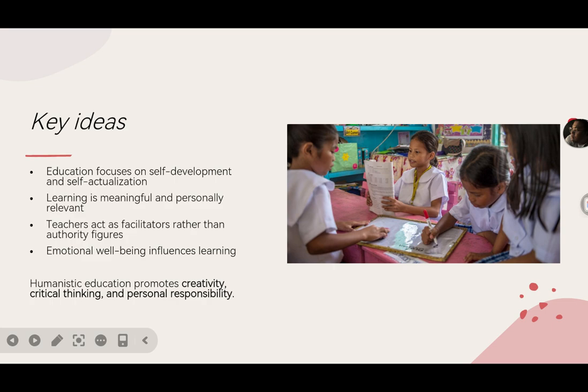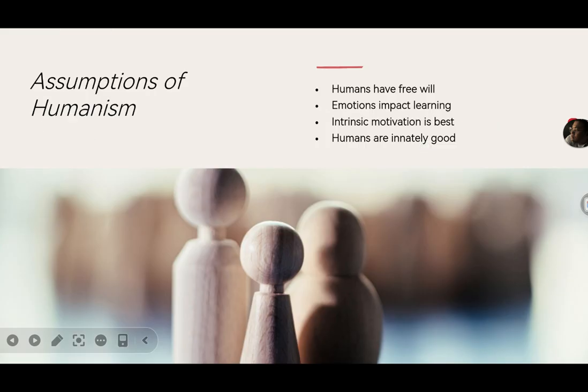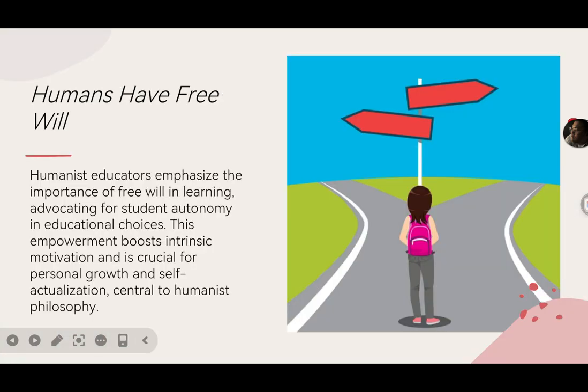So let's now go towards the assumptions of humanism. We have four assumptions here. First is humans have free will. Second, emotions impact learning. Third, intrinsic motivation is best. And lastly, humans are innately good. So first, let's go to humans have free will. Students should have the freedom to make choices in their learning. This builds independence and motivation.